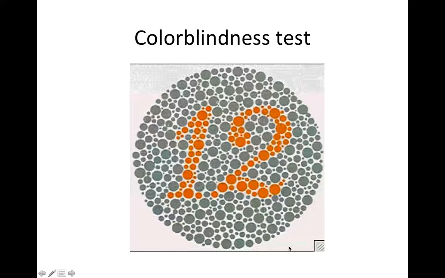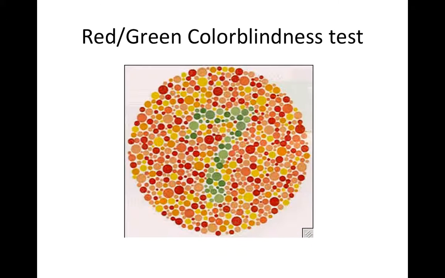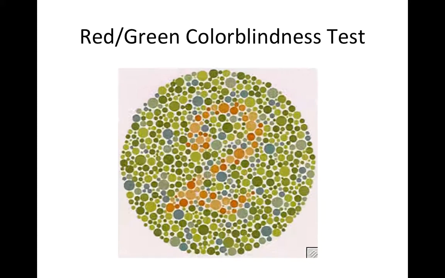So here's some examples of color blindness tests. What they do is they put bubbles, and you wouldn't be able to see those numbers if you were colorblind. Here's a red-green color blindness test. Some people are only colorblind to specific colors, like red or green, or purple or blue or whatever color it is.